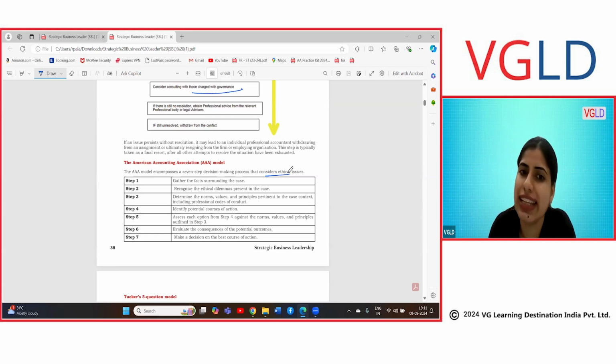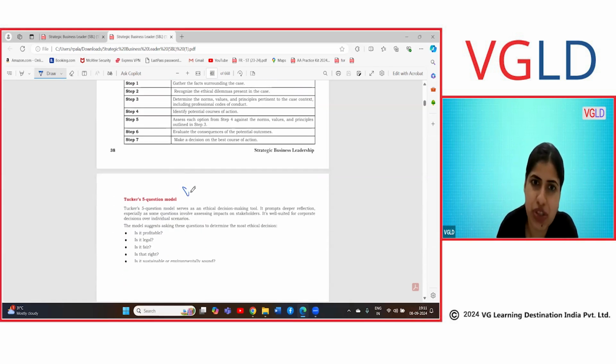After that, assess each option from step 4. Check what the values and principles are, and based on that, you will decide what steps you can take. And yes, make a decision on the best course of action. You will take the decision based on what is most suitable for you. So it's just a model. You don't need to learn the steps, but at least cover these steps once. This is something you need to cover.